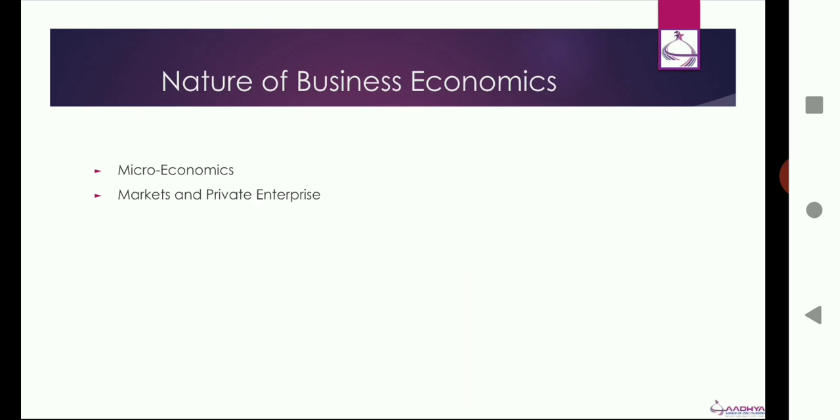The nature of business economics: it covers microeconomics, where we talk about individual firms or individual markets and how a particular firm should behave, how it should make decisions in any particular market. The next is application oriented, where we apply business and we do not bother about the economic theory.